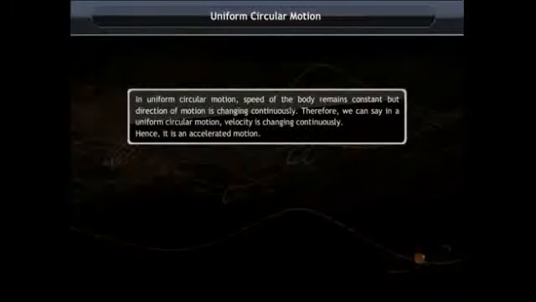In uniform circular motion, speed of the body remains constant, but the direction of motion is changing continuously. Therefore, we can say in a uniform circular motion, velocity is changing continuously. Hence, it is an accelerated motion.